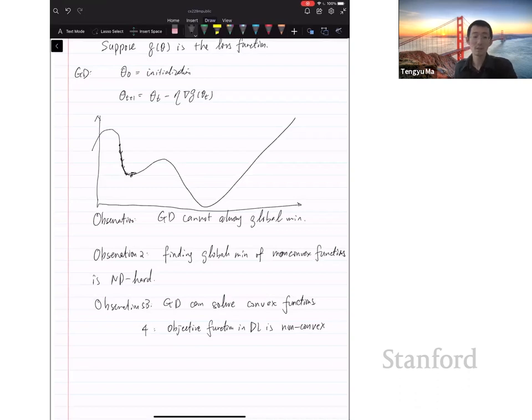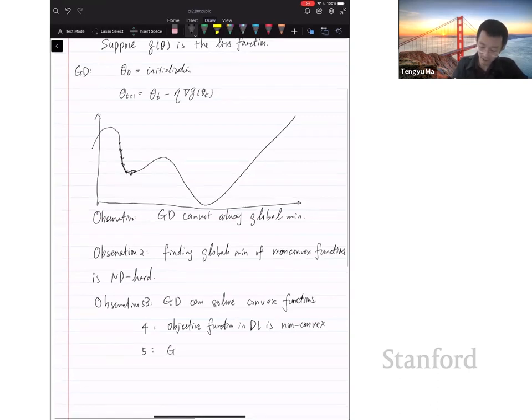Okay, and observation 5, I think this is what I mentioned. Gradient descent or stochastic gradient descent does work. So it finds, let me be precise about this, an approximate, or even sometimes you can claim almost exactly, global minimum of loss functions in deep learning.